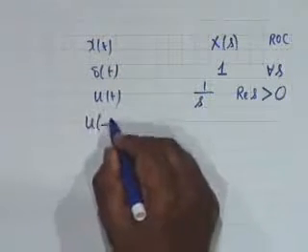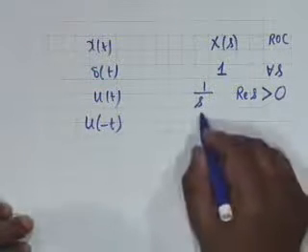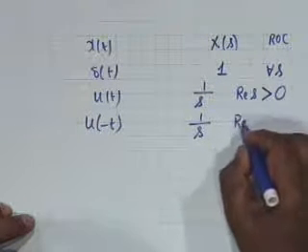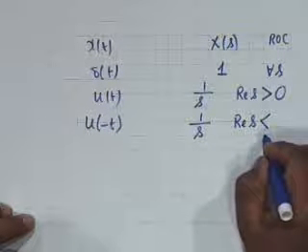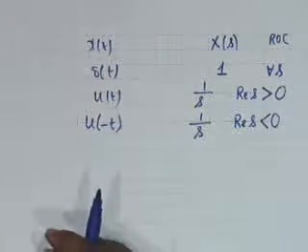On the other hand, if the function is u of minus t, that is if the signal is a left sided signal, the Laplace transform is the same 1 by s, but the ROC becomes a left half plane, that is real s less than 0. You must distinguish between the two.